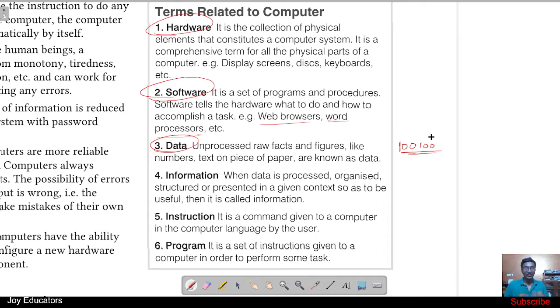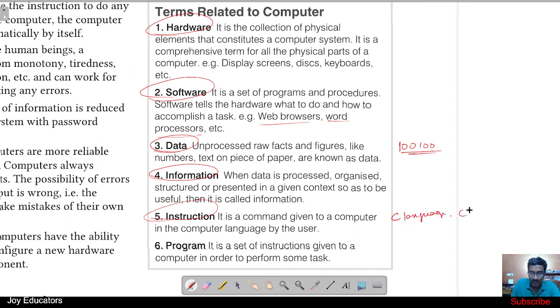The fourth thing is information. So what exactly is information? When data is processed, organized, structured or presented, we get information. Basically if you take your laptop and see the news, the World Wide Web, www. And also we can get the instructions given to the computer. It is called a language, like C language. Do you know C language?